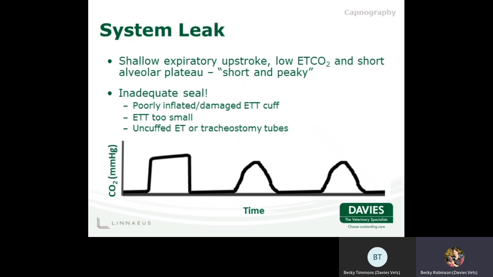And this most commonly occurs as a result of an inadequate seal due to usually a poorly inflated or a damaged endotracheal tube cuff, or if we have an endotracheal tube which is too small, or we're simply using an uncuffed endotracheal tube or an uncuffed tracheostomy tube. But if we see that we have normal capnogram traces at the start of anaesthesia and then over time we end up with this change in morphology, it's worthwhile checking the endotracheal tube cuff.